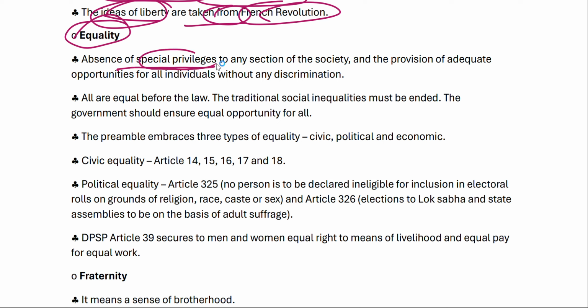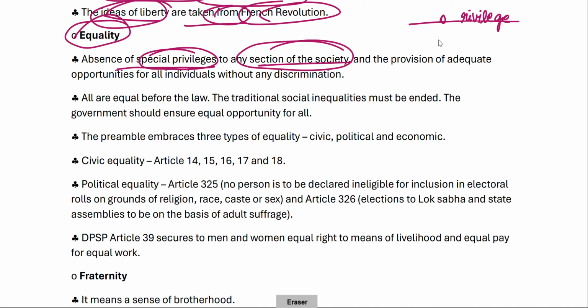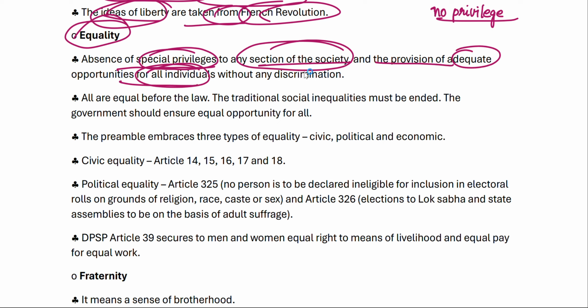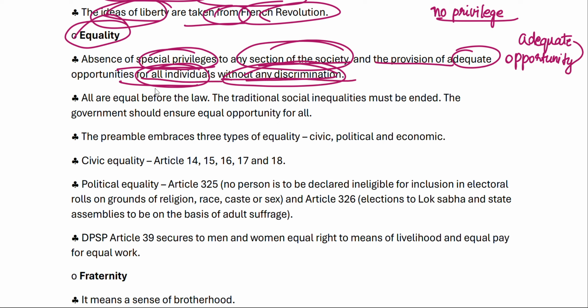Equality means the absence of special privileges to any section of the society, and provision of adequate opportunities for all individuals without any discrimination. There is no privilege to any section of the society. We are providing adequate opportunities for all the individuals without any discrimination.